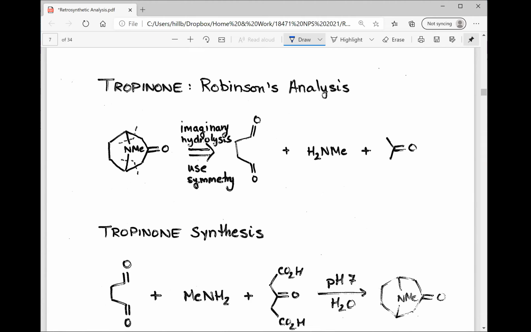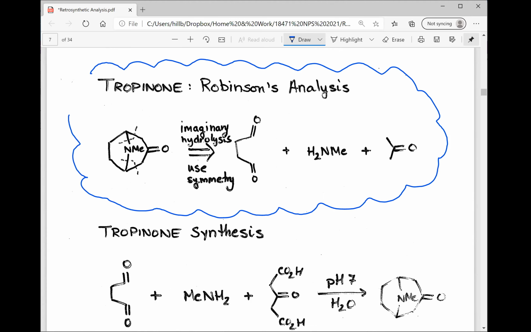This is Robinson's synthesis of tropinone. We will come back to this in a little while, but it's a rather unique and elegant, I would say, synthesis of a small molecule, but it's got some symmetry associated with it, and you can basically break this apart if you do a hydrolysis reaction, so that you're breaking both of these bonds in addition to these bonds.